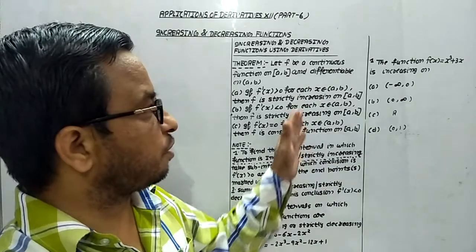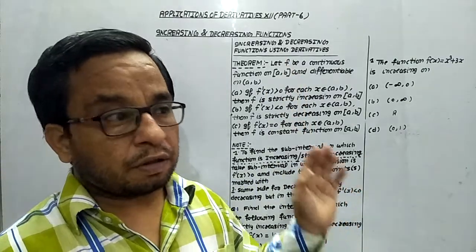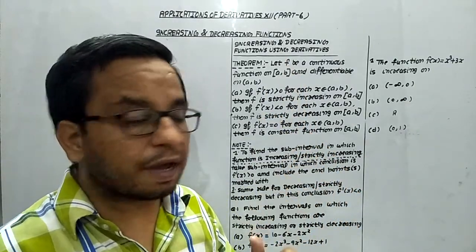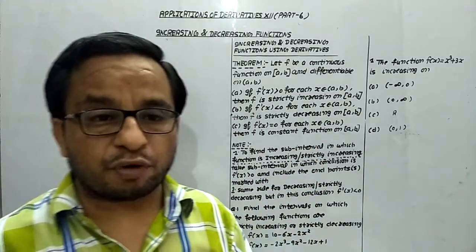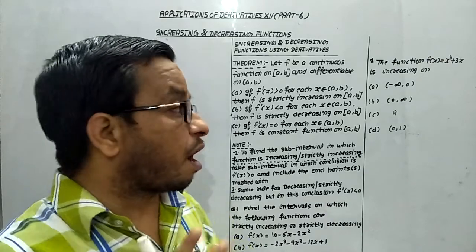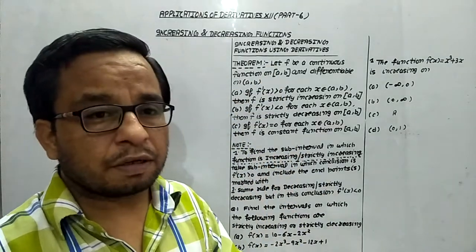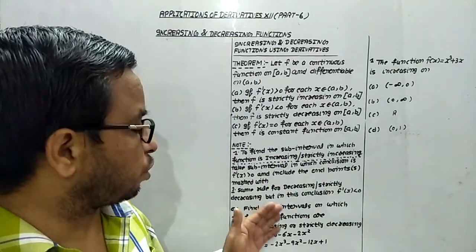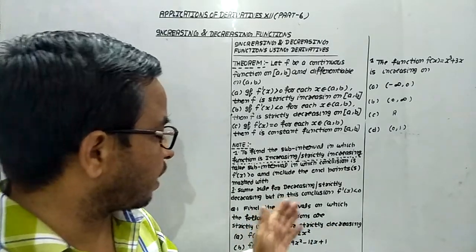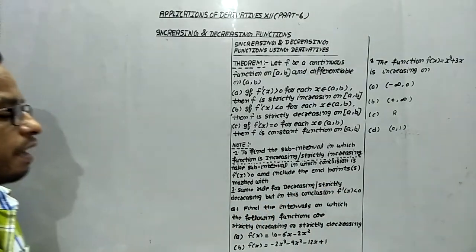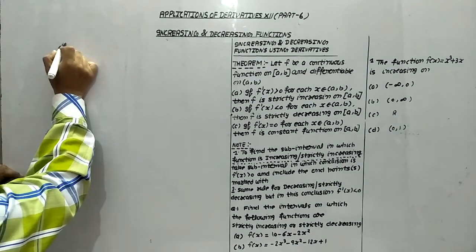So whatever explanation I have given will be clearer if we do some questions. How we have to do this question and how these rules are applicable, let's start with this question. Find the intervals on which the following functions are strictly increasing or strictly decreasing. So let's start with part a.